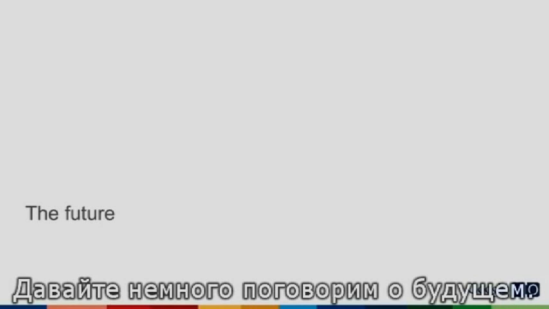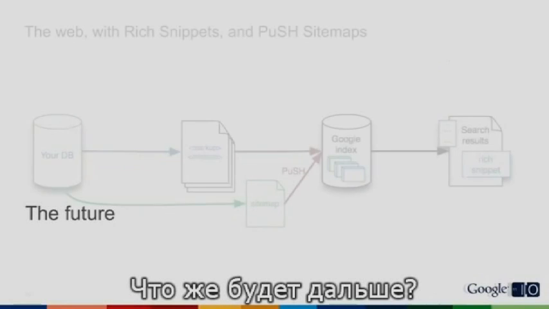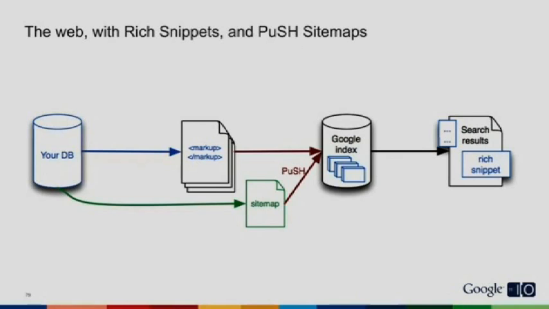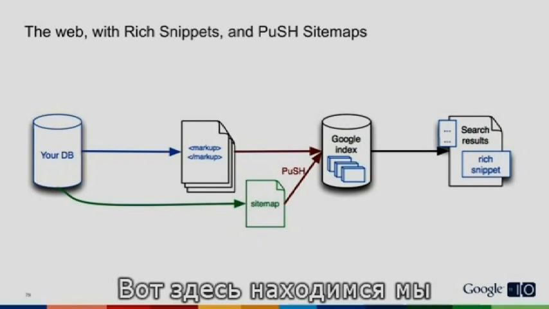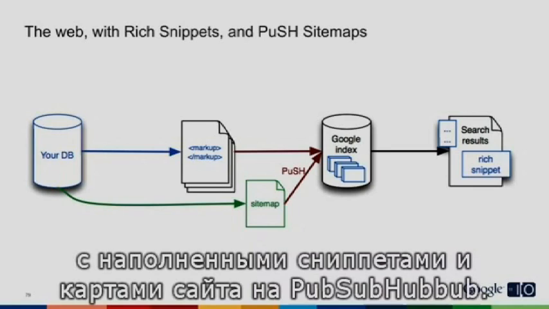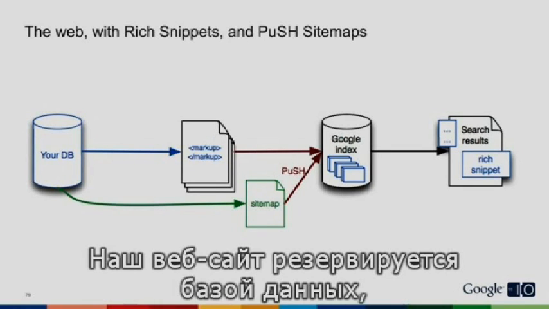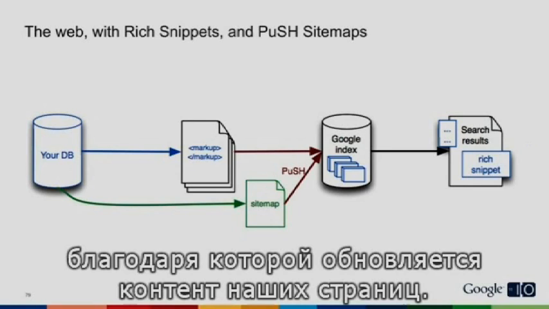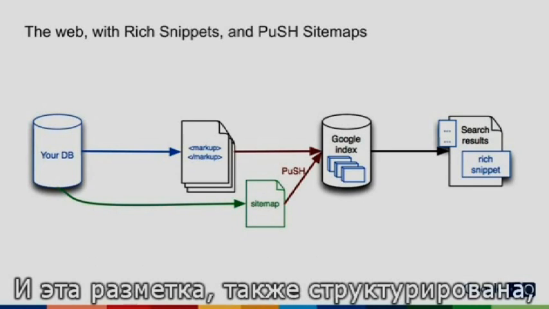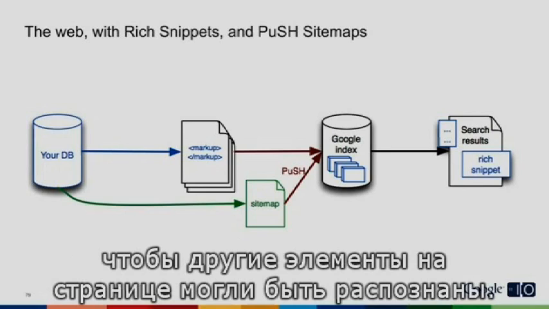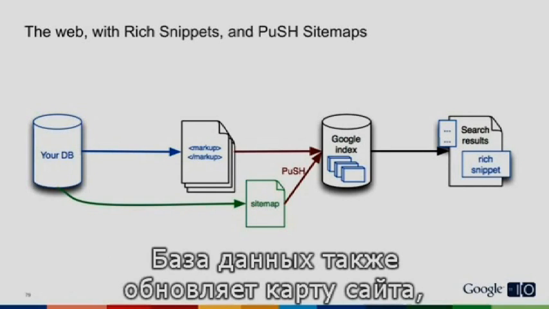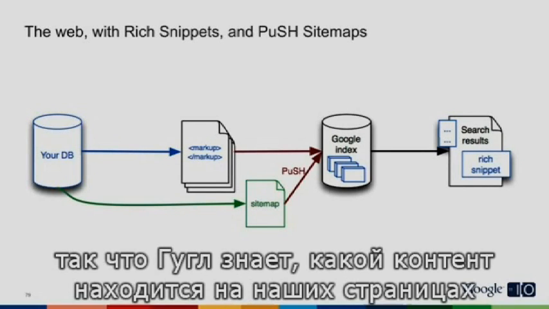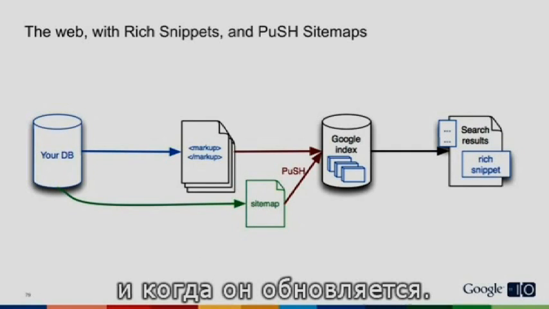So let's talk a little bit about the future. What's next? So this is us with rich snippets and PubSubHubbub sitemaps. We've got a database-backed website that pushes the content to our pages, and that markup is also structured so that those entities are identified on those pages. The database also updates a sitemap so Google knows what our content is and when it changes.